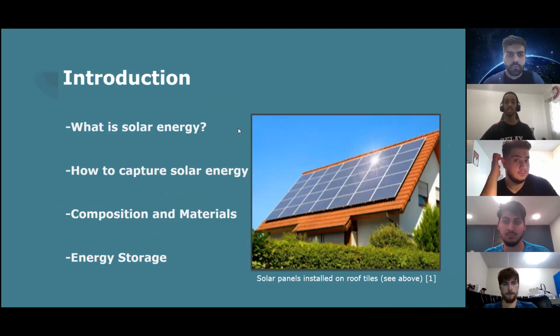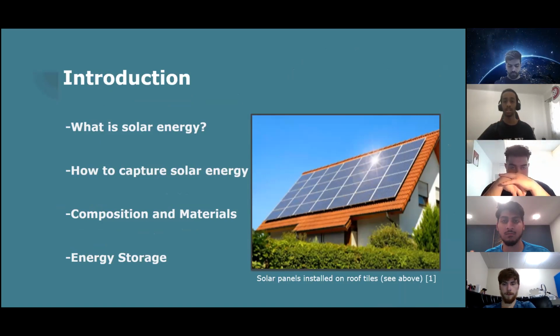All right, so in the introduction, we will be going over what is solar energy, how to capture solar energy, the composition of materials, and energy storage. And in the picture, it is the solar panel installed on some roof tiles.